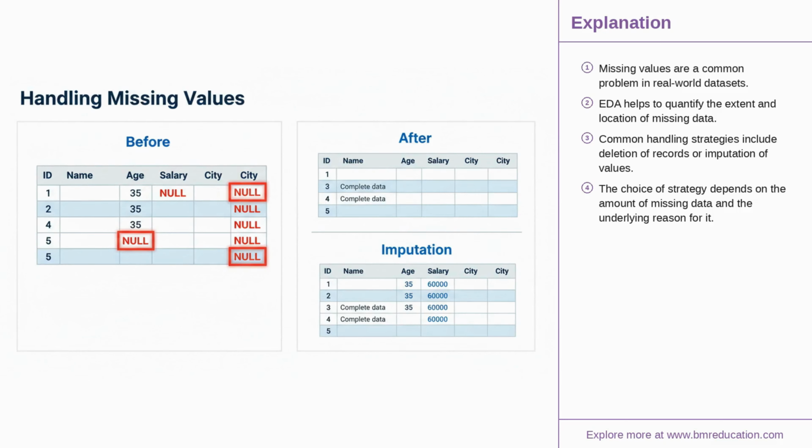Our EDA will show us which variables are affected and to what extent. We then need a strategy. Should we remove the rows with missing data? This is simple but can discard valuable information. Or should we impute the missing values by filling them with the mean, median, or a more sophisticated estimate? The best choice depends on the context and the reason the data is missing.